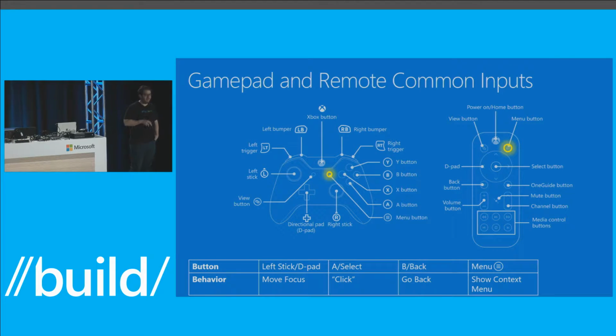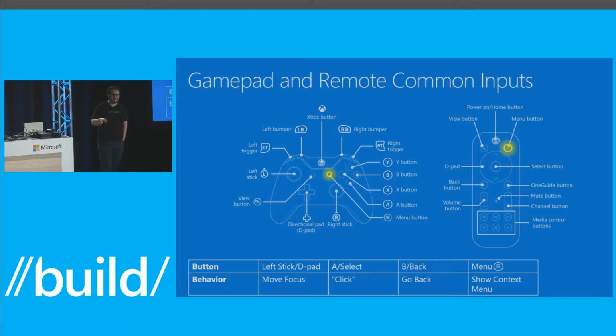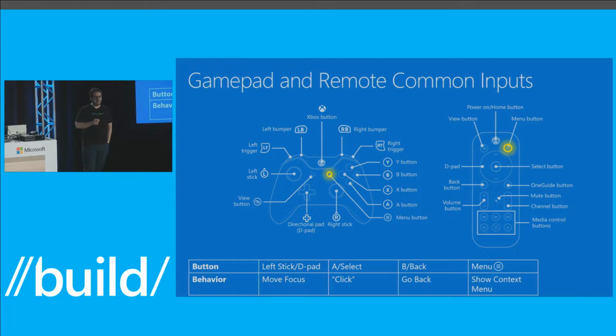Okay, now there's this button. And not many people know the name of this button. But it's called the menu button. It has those 3 little lines on it. And this is the moral equivalent of right-click with the gamepad. Okay, this is how you show a context menu.